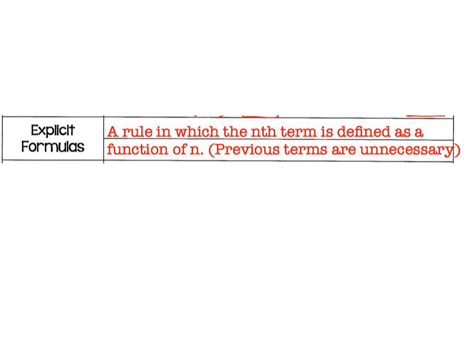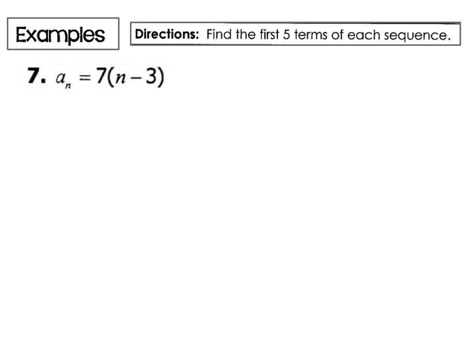All right, now let's go through some examples of when we use explicit formulas. All right, so number 7 is an explicit formula, and our directions are to find the first 5 terms of this sequence. All right, it's still a sequence, and we think of it as a function, right? 7 times n minus 3. This is a linear function. In order to find the nth term, we plug n in, all right? And that gives us the nth term.